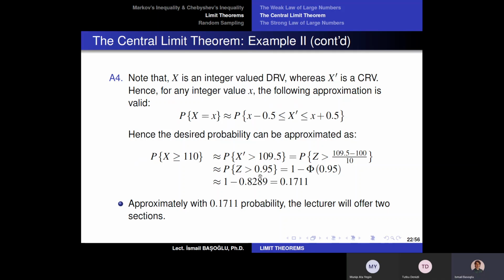And that tail probability for a standard normal random variable can be computed by 1 minus the cumulative distribution function at 0.95. And that cumulative probability is 0.8289. Subtracted from 1, you get 0.1711. And with that probability, with 17% probability approximately, the lecturer offers 2 sections.